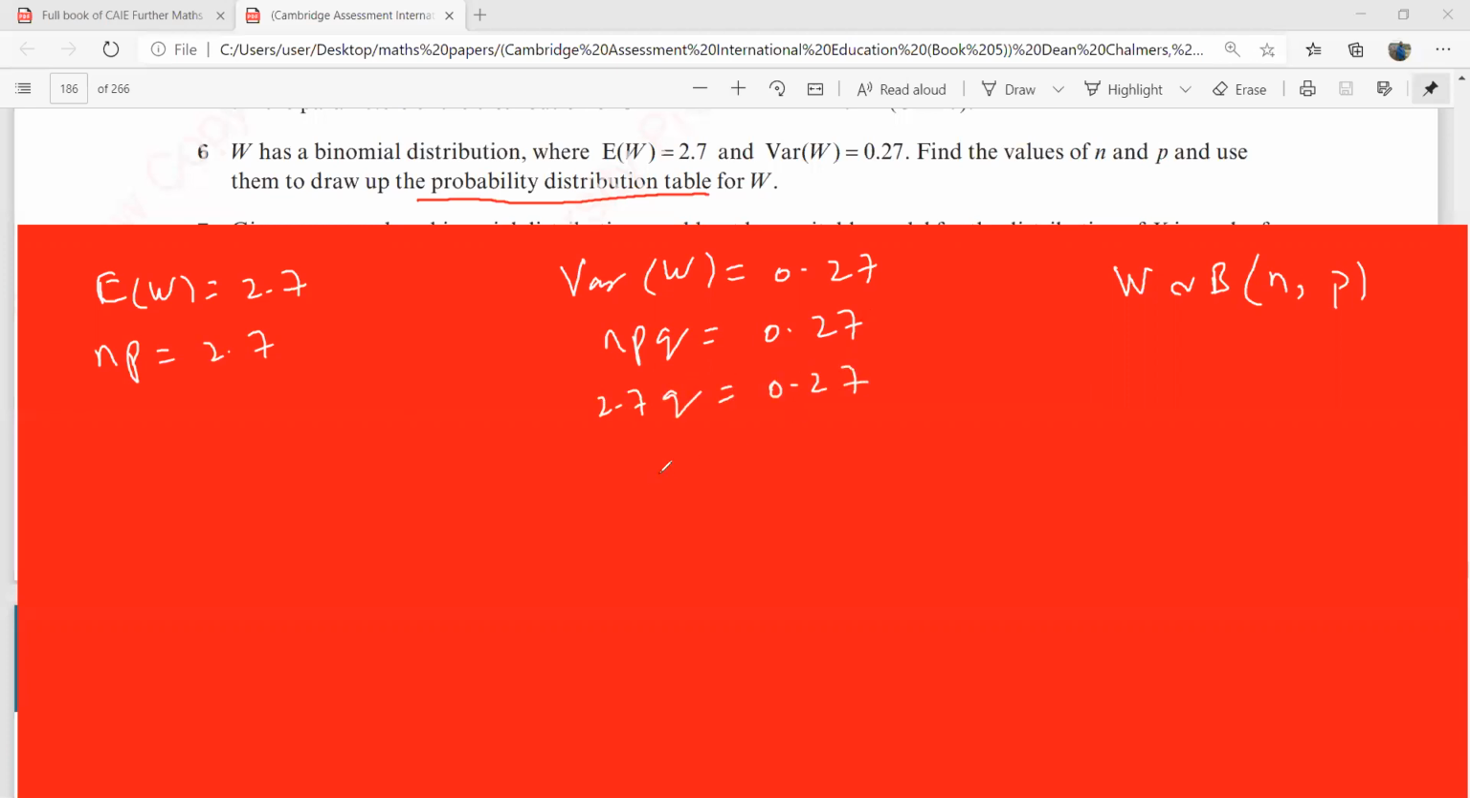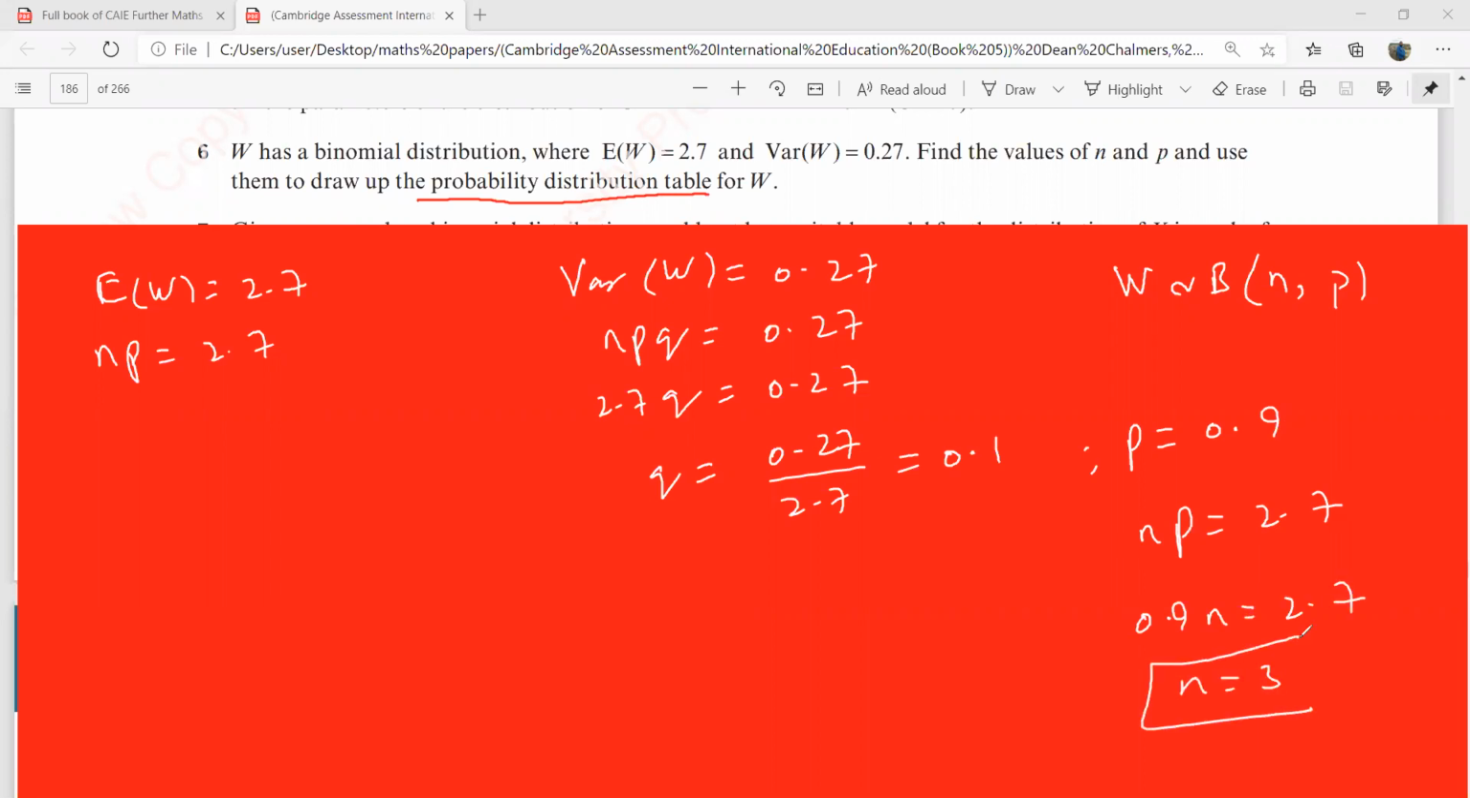Let's put this NP over here as 2.7, and you get your Q from here. So it's 0.27 over 2.7, that is going to be 0.1. And this will give you P as 0.9. And this will give you your N. This NP was equal to 2.7, so 0.9 n is equal to 2.7, and your n is going to be 3. N is going to be 3.